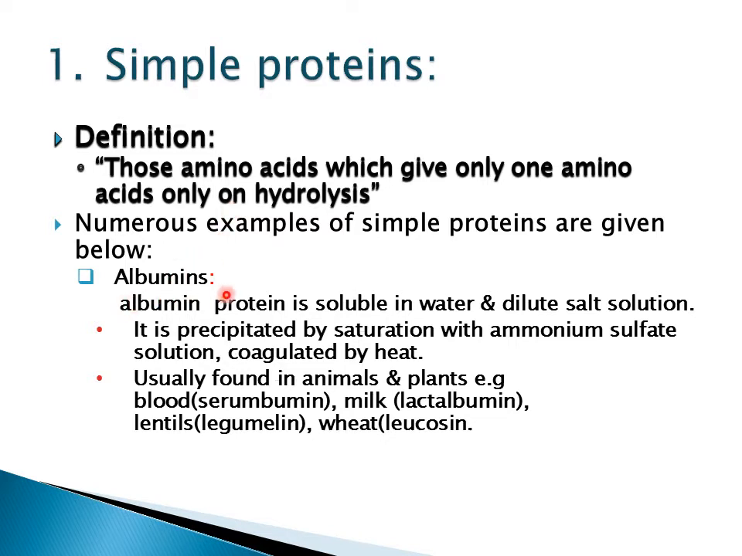For example, albumin. Albumin protein is soluble in water and dilute salt solution. It is precipitated by saturation with ammonium sulfate solution, and coagulated by heat. Usually found in animals and plants. For example, in the blood, it is present in the form of serum albumin. In the milk, it is lactalbumin. In the lentils, it is legumelin. And in the wheat, it is leucosin.